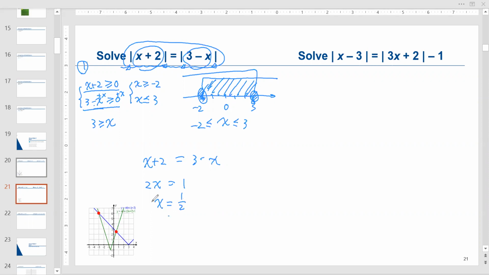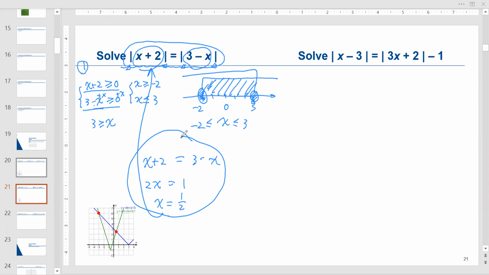So we can confirm it first. Can we confirm it? So x here, x equals 0.5. So the inside of this part is 2.5, right? So the absolute value is 2.5. The right part is 3 minus half, 2.5 as well. Is that the only answer? Maybe not, right? Maybe not.